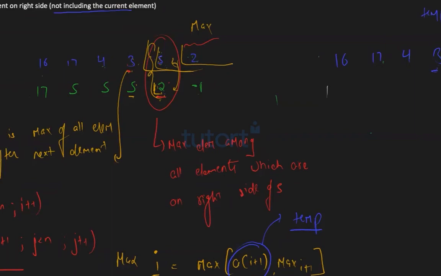So for 3, you need to just compare the temporary variable and 5, temporary variable and 2. So that will be 5. Again, before replacing 3 with 5, you need to update the temporary variable to hold 3, so that it can be used for the next iteration. So in this way, we can use a temporary variable to hold the current array value before it got replaced.